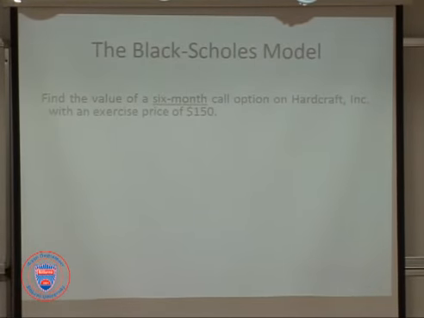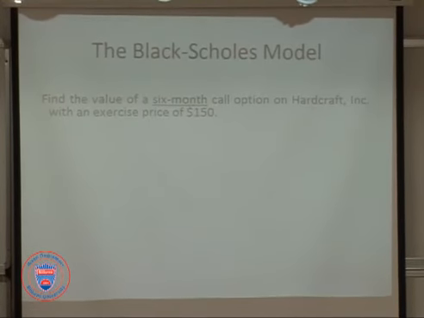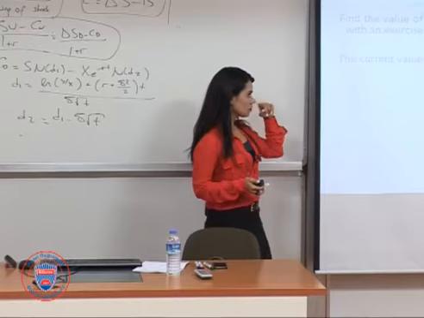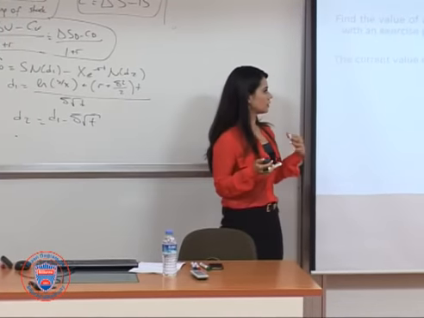Okay, let's look at this one example. Find the value of a 6-month call option on Hardcraft Inc. with an exercise price of $150. So what am I going to do? I'm going to use the formula. I need a couple of things.